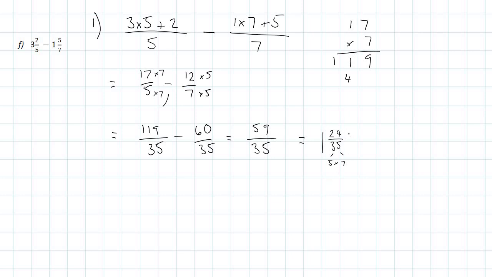Is 24 in the 5 times table? No, it's not. Is it in the 7 times table? No, it's not. So there's not going to be anything in common there. So that's me done: 1 and 24 35ths.